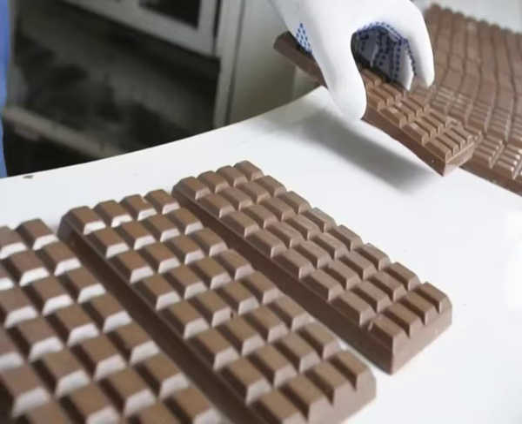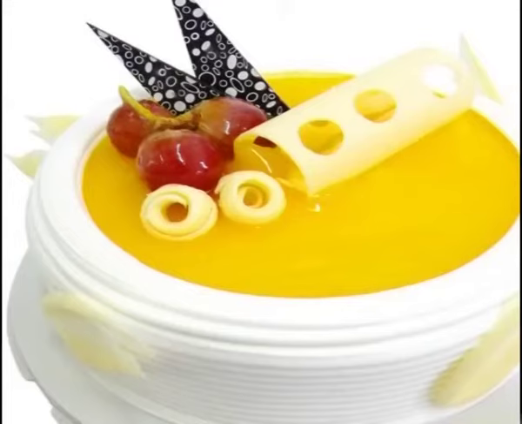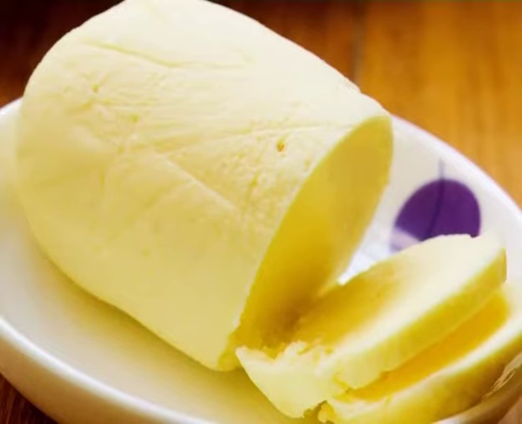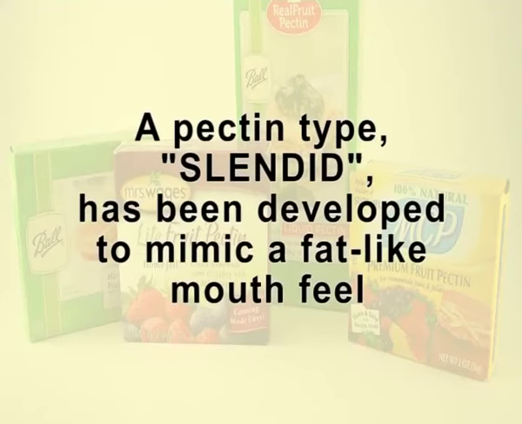Pectin is used within the confectionery industry for making fruit jellies, jelly centers and wine gums. Stabilization of protein containing drinks with pH around 4 is an increasingly important application area for pectin. Pectin is also used for fat replacement in low fat spreads and butter spreads. In these products, it binds water and thereby improves emulsion stability. A pectin type, Splendid, has been developed to mimic a fat-like mouthfeel.